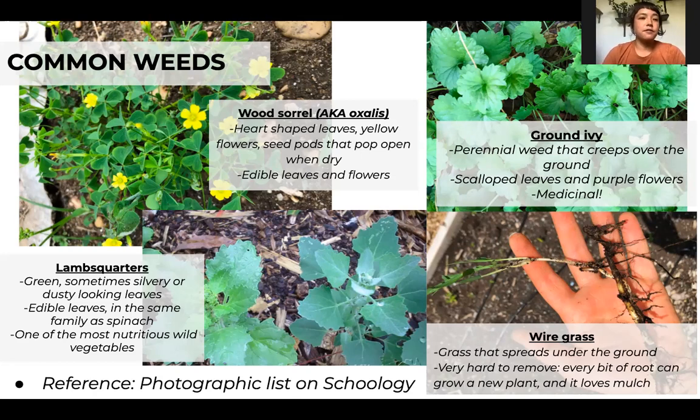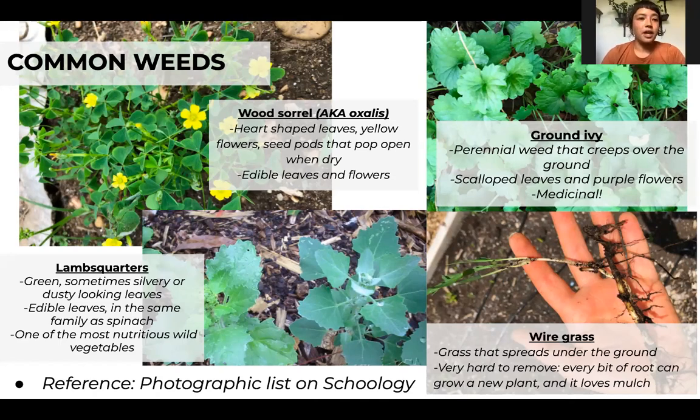There's lots of things to look for. But wood sorrel, starting at the top left, also known as oxalis, kind of looks like a clover. It has nice heart-shaped leaves and yellow flowers, and it's actually edible. You can taste it, and it has a citrusy sour flavor. But again, if you don't want those to take over, you want to make sure you pull them out.